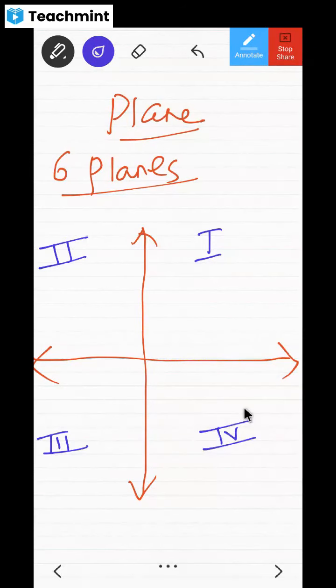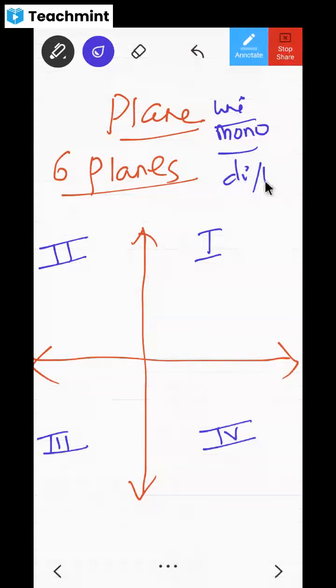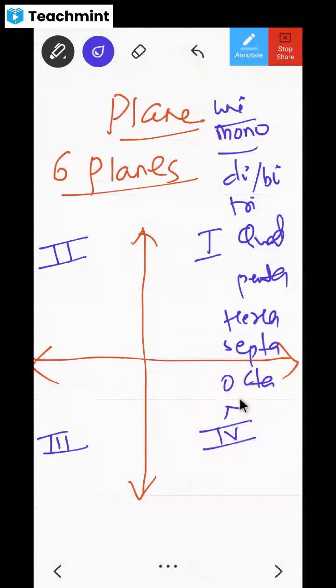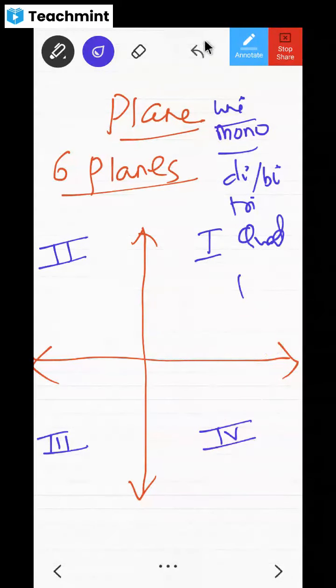4 means we usually call it quad. Mono means uni, or mono means one, right? Then we say di and bi, that means 2. Tri means 3. Quad means 4. Penta means 5. Hexa means 6. Septa means 7. Octa means 8. Nona means 9. Deca means 10. Like that, there are so many. Like that, for 4 we use the word quad, dear children.